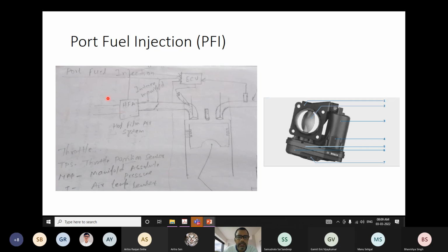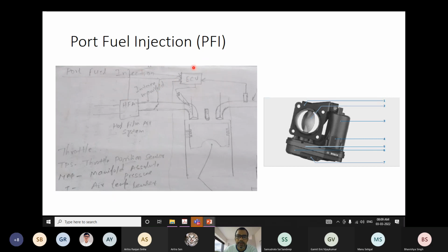Now, if you look at this schematic diagram, this is your intake manifold. If it is a high-end engine, then you may have a hot film anemometry sensor, and whatever air is flowing through it, that signal will go to the ECU. Then we have a throttle. How much the throttle has been opened, that signal will also go to the ECU.